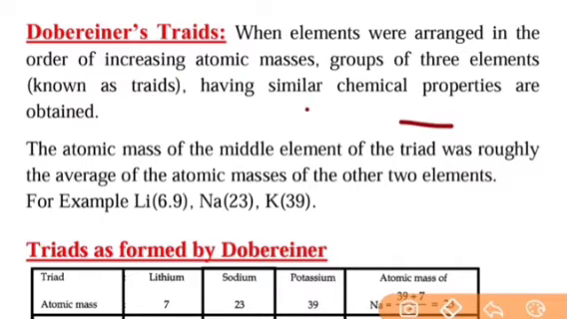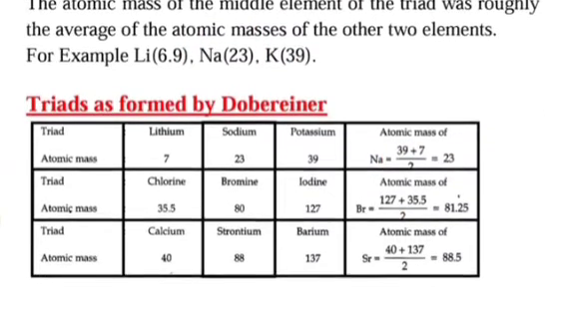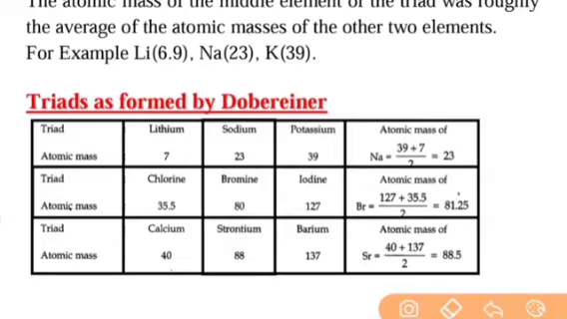When elements are arranged in the order of increasing atomic mass, groups of three elements known as triads, having similar chemical properties, are obtained. Let us discuss it.